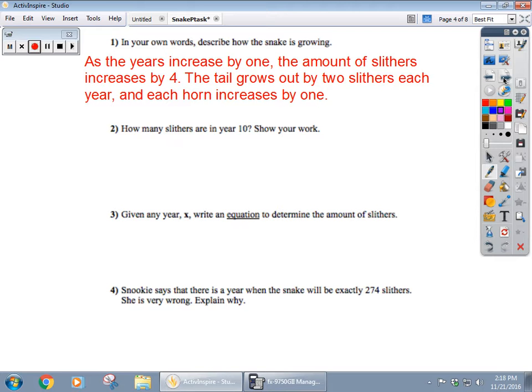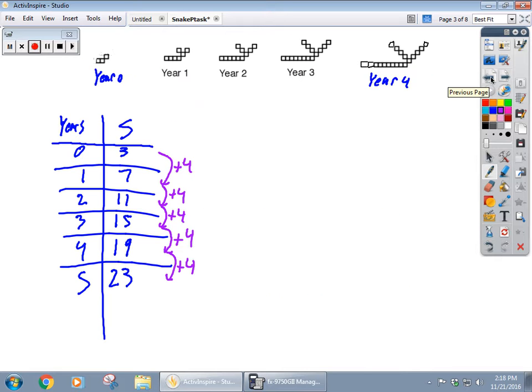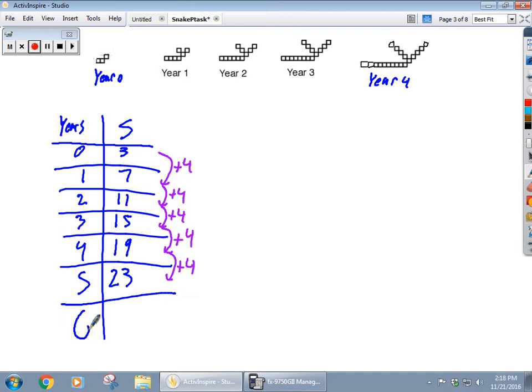So now they're asking us how many slithers are there in year 10, and of course show our work. So one thing you could do is you could jump down in the table and you could just keep adding 4 and 4 and 4, which a lot of folks did. Or you could be kind of strategic here, which will get us towards writing an equation for this, and you could simply ask yourself 2 questions.